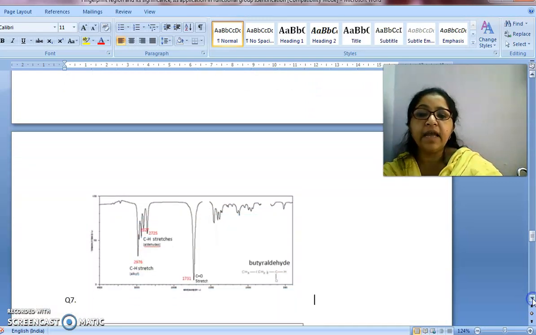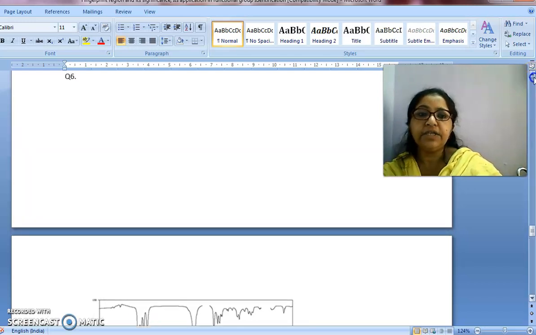In case of aldehyde, you have this type of peaks. What are these peaks? These peaks are for C-H, but one is for aldehydic C-H stretching, and the other is for alkyl C-H stretching. So therefore it is an aldehyde, and this is a ketone.